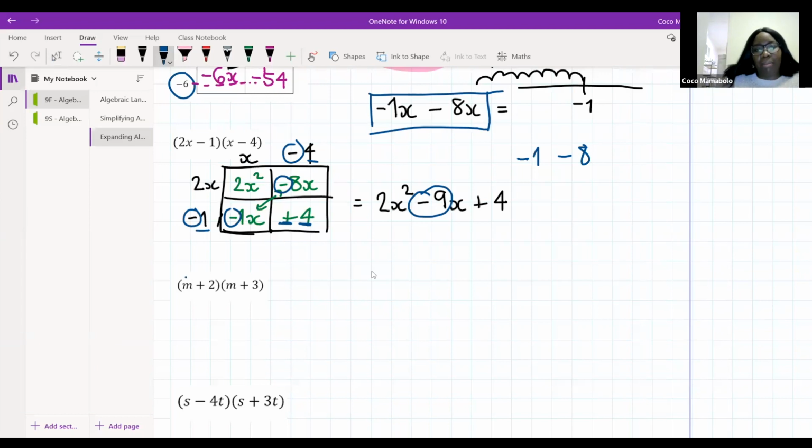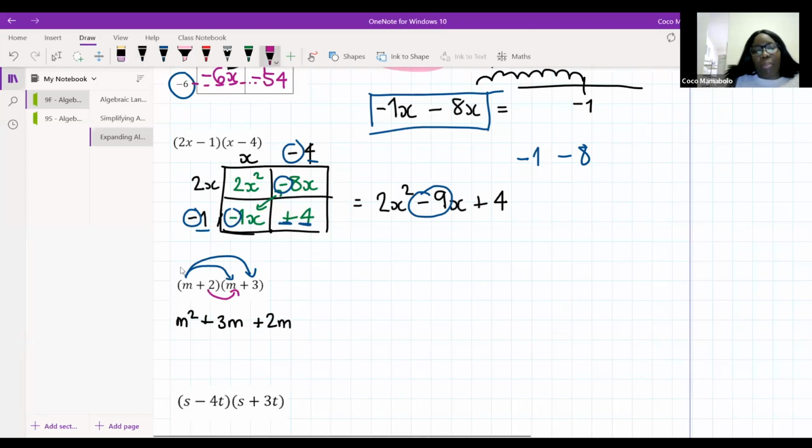Oh, good. Excellent. Do you know how to do the FOIL method? Yes, ma'am. Excellent. Let's do it together. So I'm going to get m times m. Excellent. Which is m squared. We're going to go m times positive 3, which will give us 3m. And then we've done the top, so now we go to the bottom. Positive 2 times m will give us plus 2m.